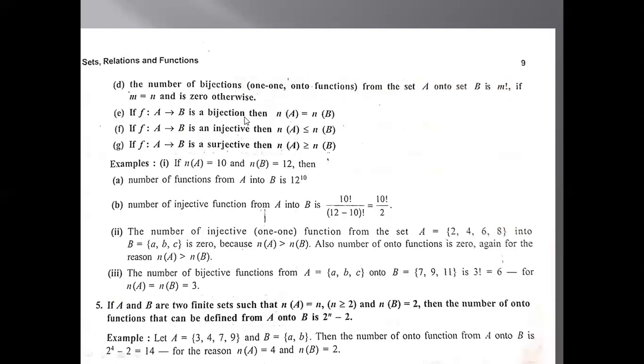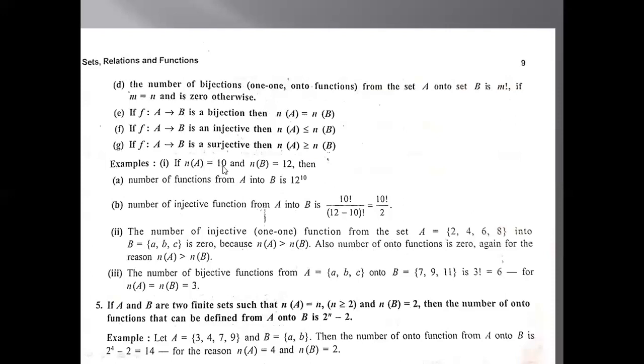Next, point E, if a function from A to B is a bijection, then n(A) is equal to n(B). Point F, if f from A to B is an injective function, then n(A) is less than or equal to n(B). Next one, if f from A to B is a surjective function, then n(A) is greater than or equal to n(B). We can verify with an example.